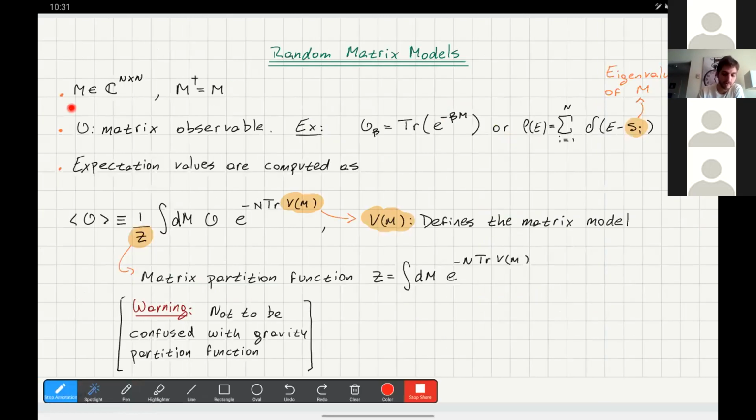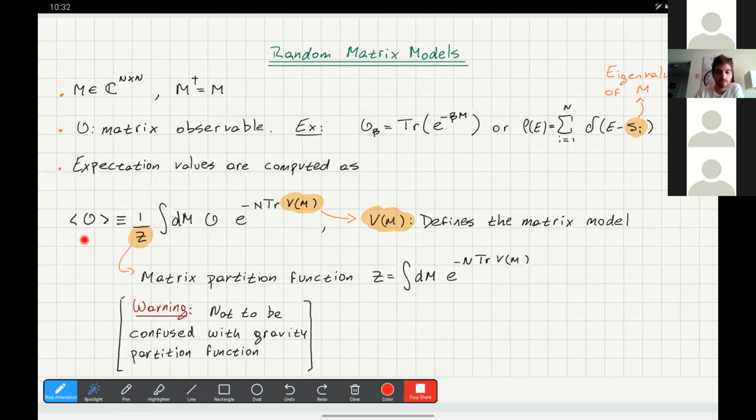Good, so let me introduce what a random matrix model is. So we start from a matrix M, that is Hermitian of some dimension n. The observables of the theory are stuff that you build out of this matrix. For instance, this observable is quite important because it will be dual to the partition function of the JT gravity theory. And another quantity that we have that is also important is the spectral density, that from the matrix model perspective is simply insertions of Dirac delta at the eigenvalues Si of the matrix M.